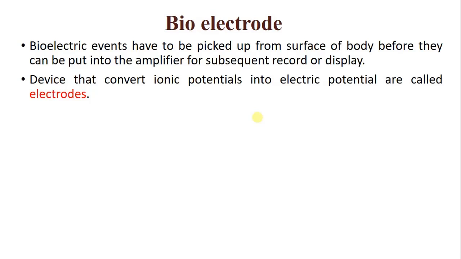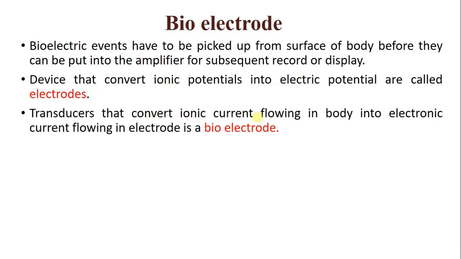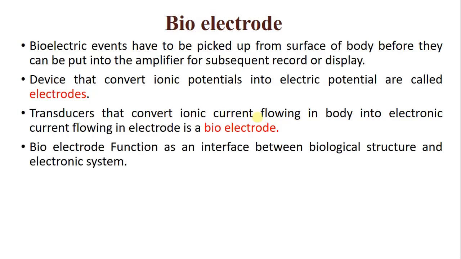So a device that converts the ionic potentials into electrical potentials is called an electrode. You might have learned this in your chemistry. This is the basic definition of electrodes. But what are bioelectrodes? Transducers that convert the body's ionic current into electronic current flowing in the electrode are nothing but bioelectrodes. A bioelectrode functions as an interface between the human's biological structure and the electronic system, where the processing of the signal takes place and then the signal is recorded or displayed on a monitor.